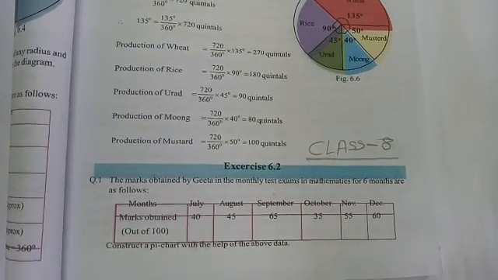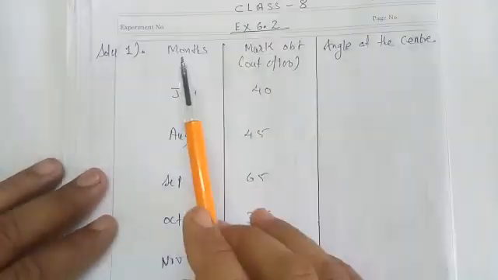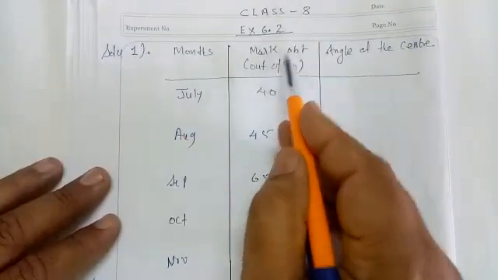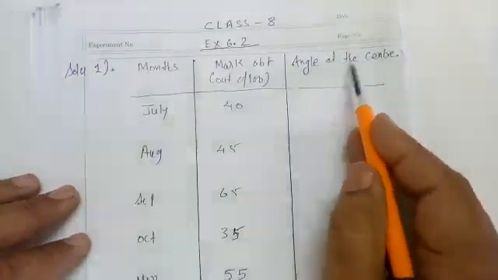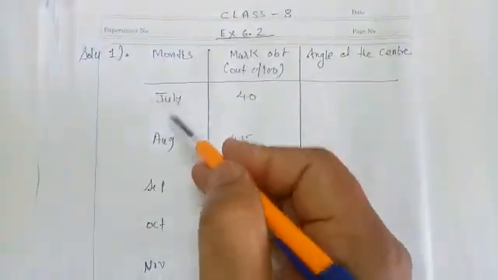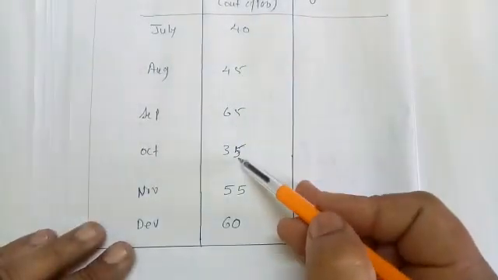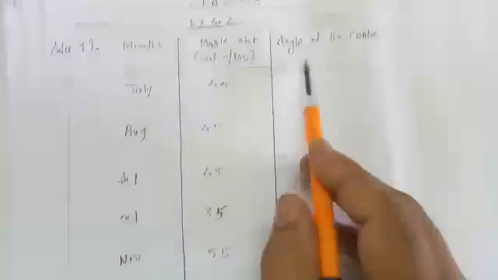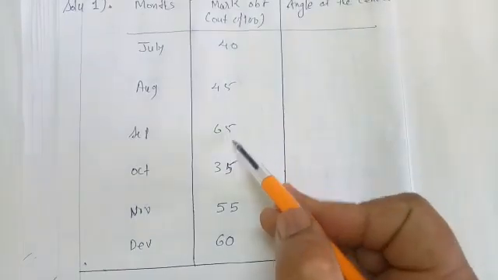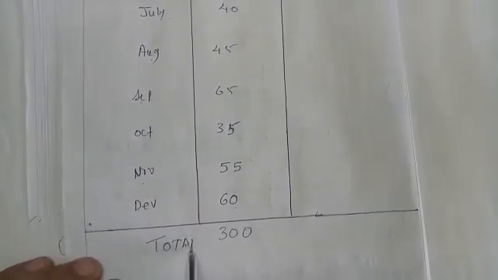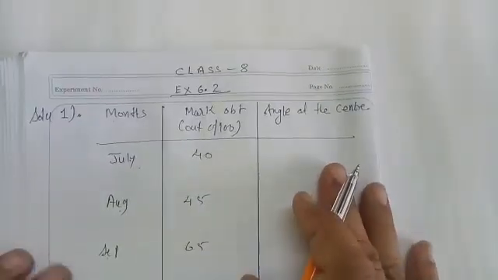How to construct a pie chart? For a pie chart, you have to make a table of 3 columns: months, marks obtained out of 100, and angle at the center. Months: July, August, September, October, November, December, then 40, 45, 65, 35, 55, 60. Now how to find the angle at the center? You add 40, 45, 65, 35, 55, 60. That total is 300.